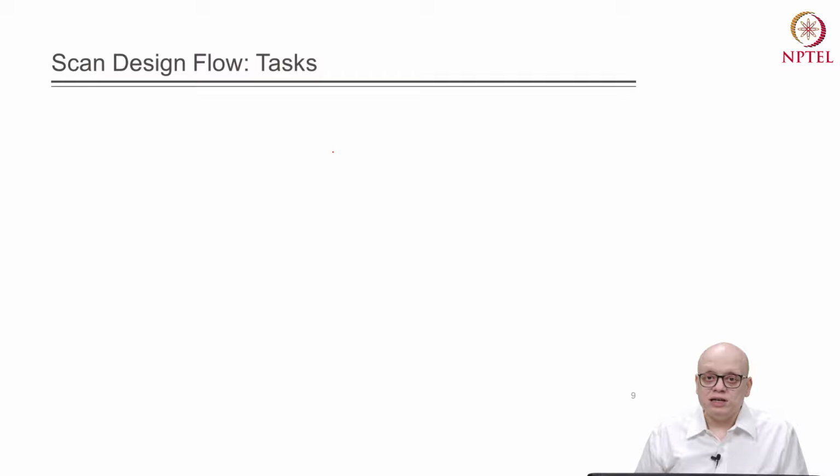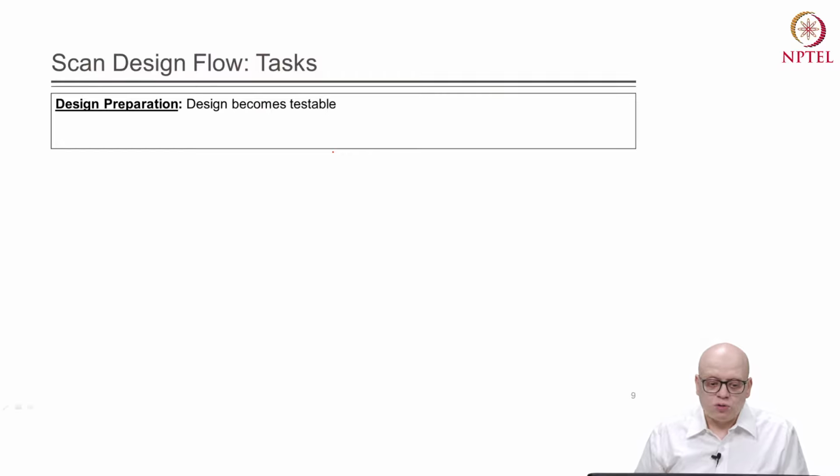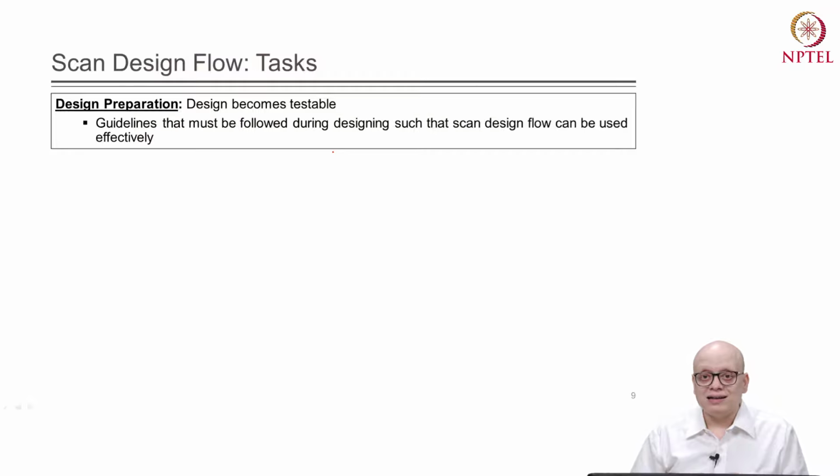Now, what tasks do we need to perform in the scan design flow? So, first we need to prepare our design so that the design becomes testable. Even while writing the RTL, we should be very careful about whether our design is testable or not. There are tools available which help us understand if there are any issues in the RTL or in our design which will create problems later in the implementation of the scan design flow. Those tools will flag violations, and then we need to fix those violations.